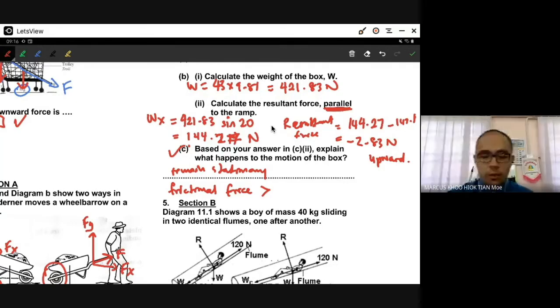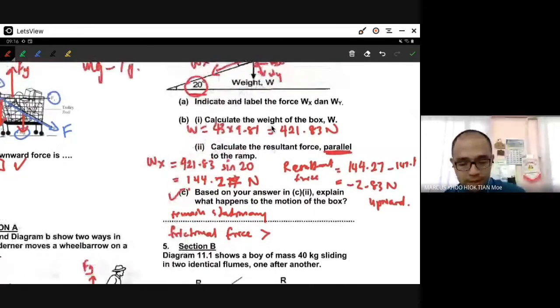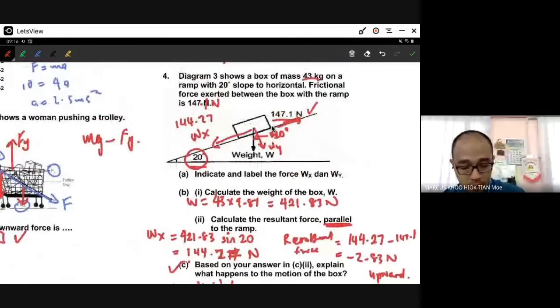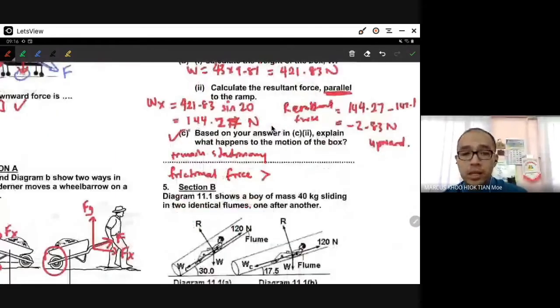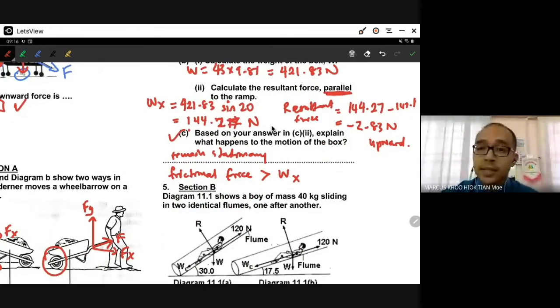No, not the upward force. More than the, yeah, this is hard. Okay, more than the, we can always say WX lah. I think if we say WX it's also fine. The frictional force is bigger than WX. Okay. Don't say that the box will go up. It doesn't work that way. Unless it's a ghost pushing it, the box is not going to go up lah. It's going to stay there.